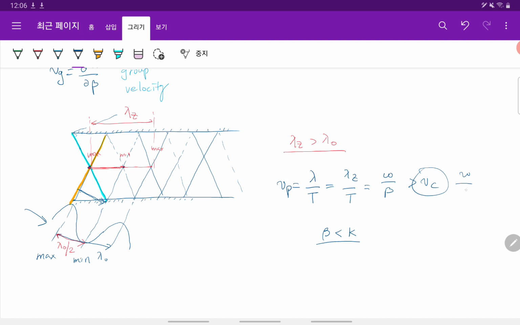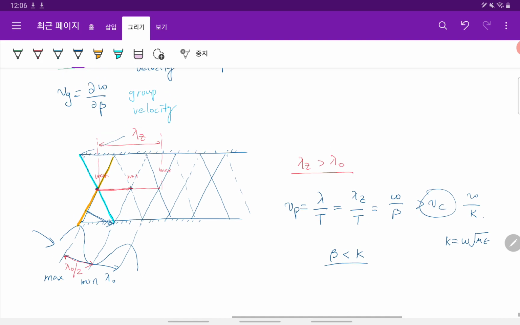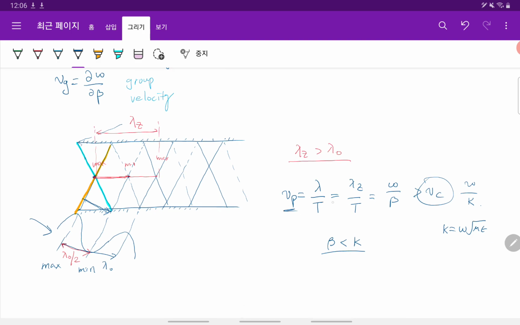That means omega divided by k. So that is the meaning: the phase velocity is faster than the velocity of light. This normally happens in a waveguide structure because lambda z is longer than lambda naught, because of the superposition of two waves inside a waveguide. So this can be understood.